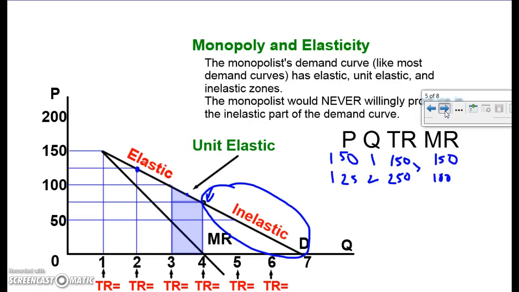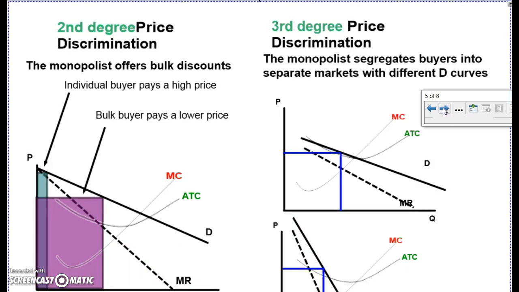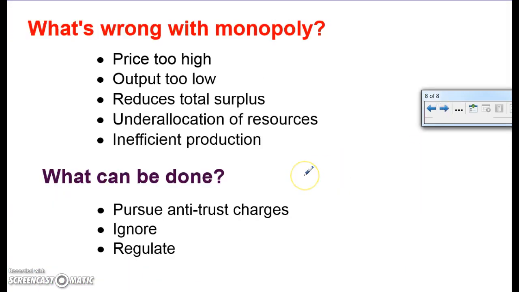So they're allocatively inefficient, they're productively inefficient. They make a lot of profits for themselves, but they're not really good for consumers. They underallocate resources because they're allocatively inefficient. So what can be done? We'll talk a little bit more about regulation with natural monopoly next week.